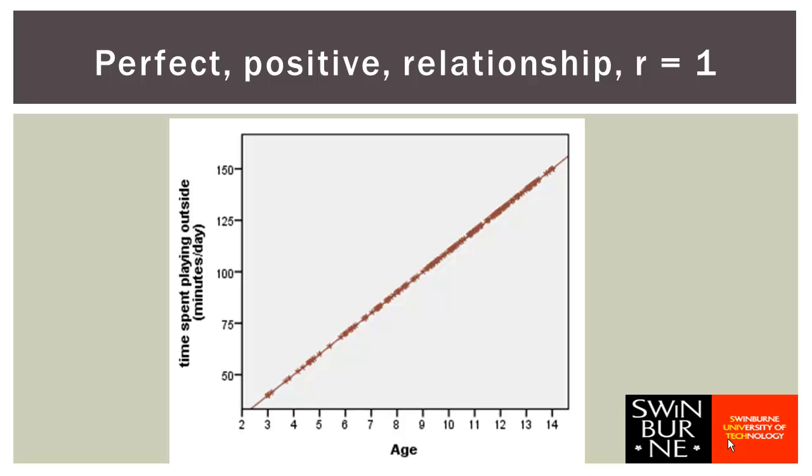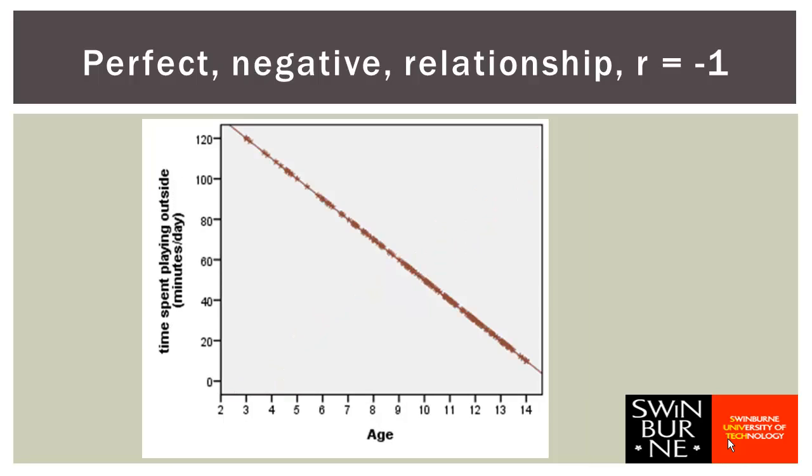If we had a perfect positive relationship, so all the points lying exactly along a straight line that slopes upwards from left to right, that's a Pearson's R of 1. Or if we had a perfect negative relationship, where all the points lie exactly on a straight line, but this one slopes downwards from left to right, then Pearson's R would take a value of -1.